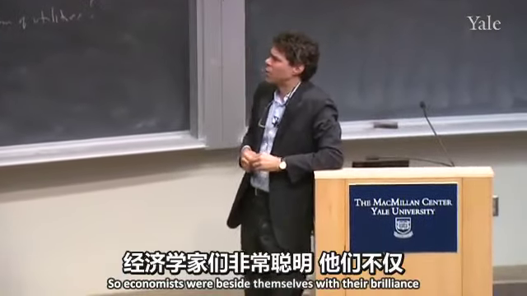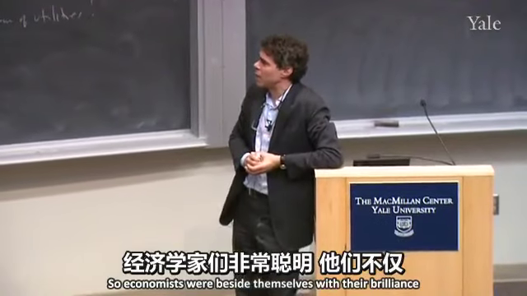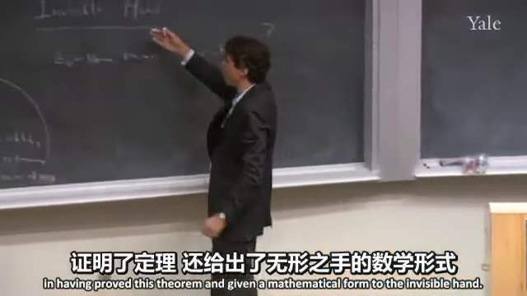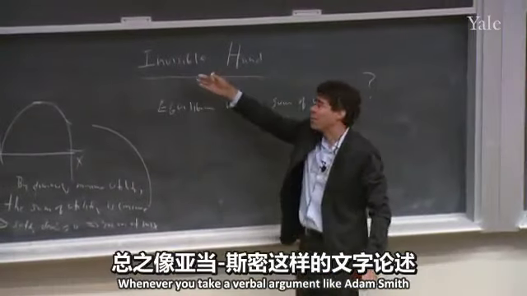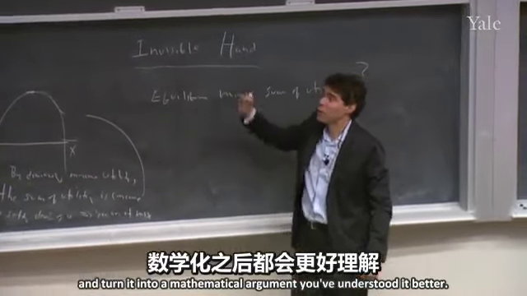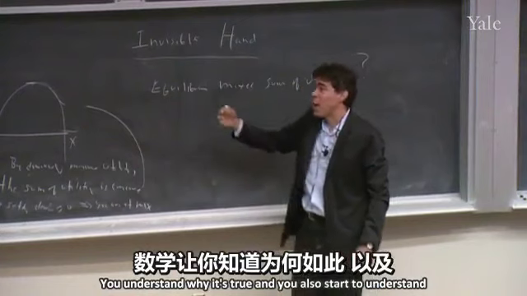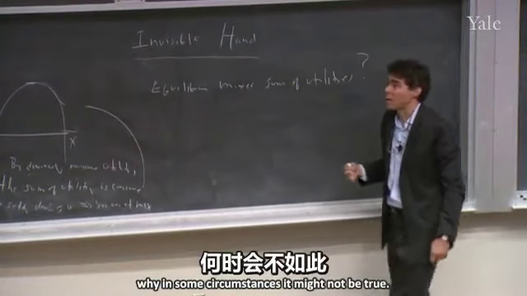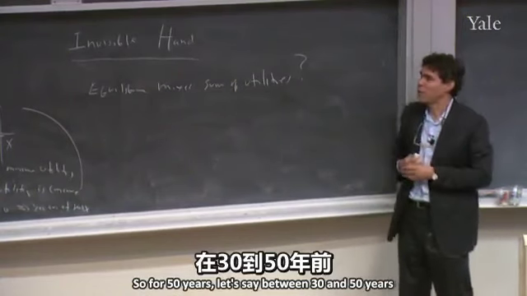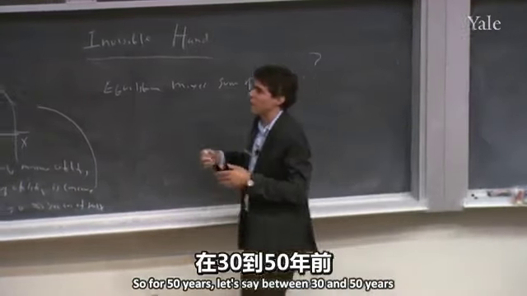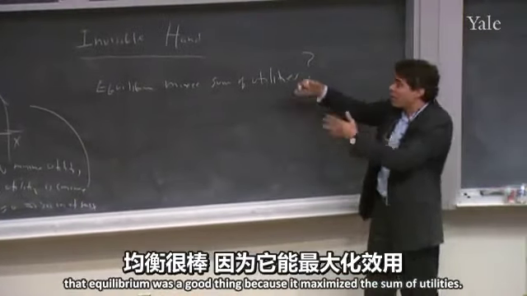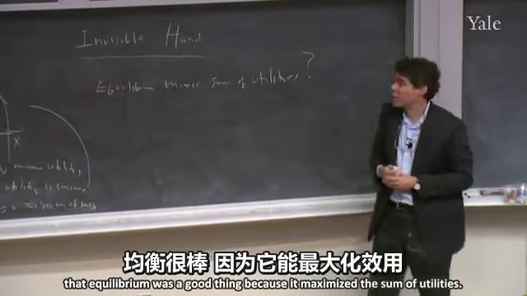Okay, so economists were beside themselves with their brilliance in having proved this theorem and given a mathematical form to the invisible hand. Whenever you take a verbal argument like Adam Smith's and turn it into a mathematical argument, you've understood it better. You understand why it's true, and you also start to understand why in some circumstances it might not be true. So for 50 years, let's say between 30 and 50 years, this was the fundamental argument of economics and economic equilibrium, that equilibrium was a good thing because it maximized the sum of utilities.